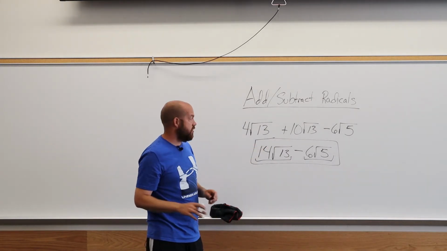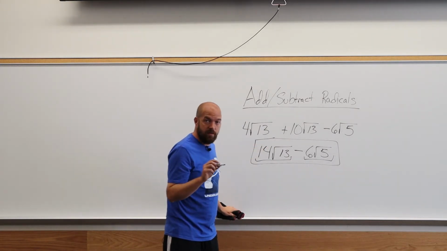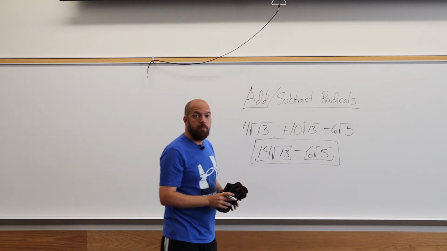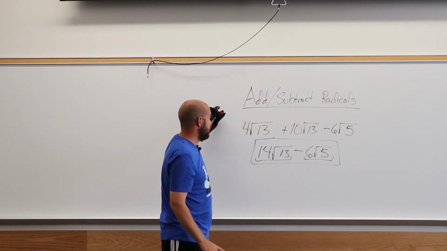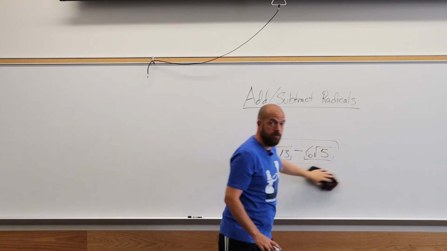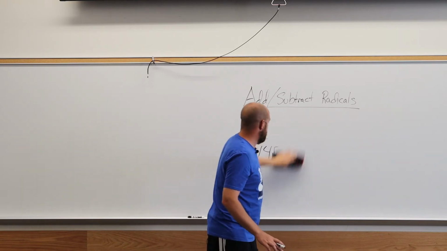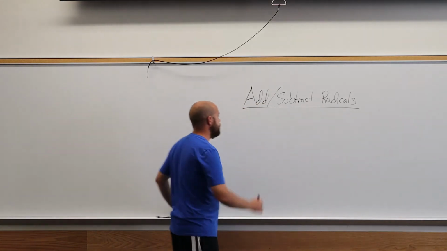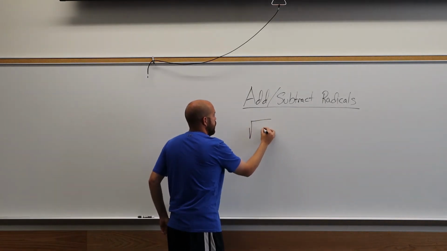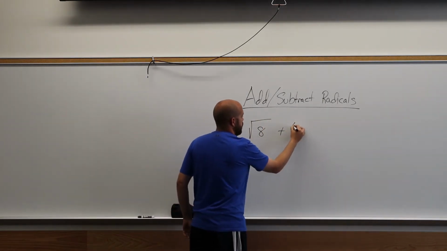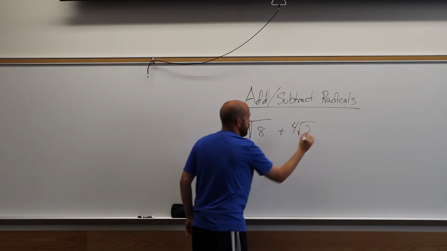It gets interesting when you think that the radicals are not the same, but sometimes there are some tricks that help force them to be the same. So let's check out an example like that. Let's say we've got the square root of 8 plus 4 square roots of 2.